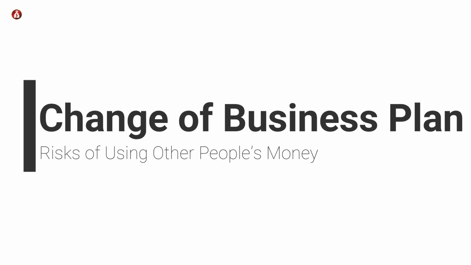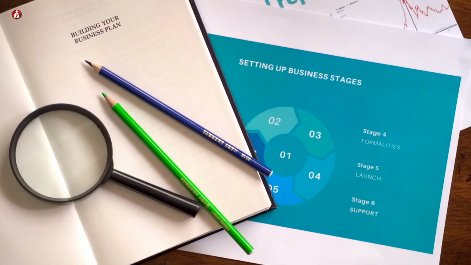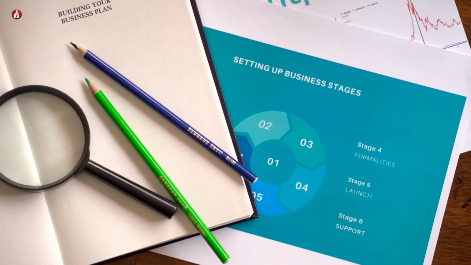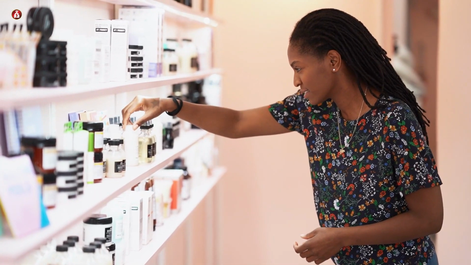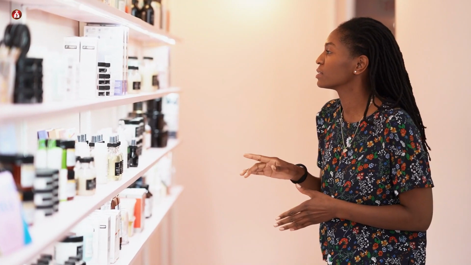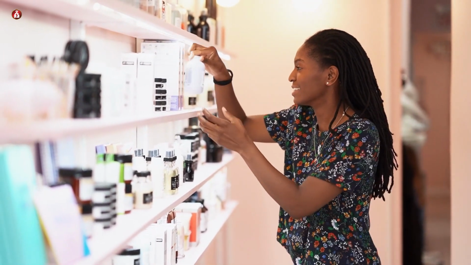Number 2. Change of business plan. When an investor introduces new control measures, your financial strategy takes a new turn. For example, suppose you have a concept to extend your products and services to fulfill the demands of your customers, and an investor comes in with a new plan that deviates from the customer-centered strategy.